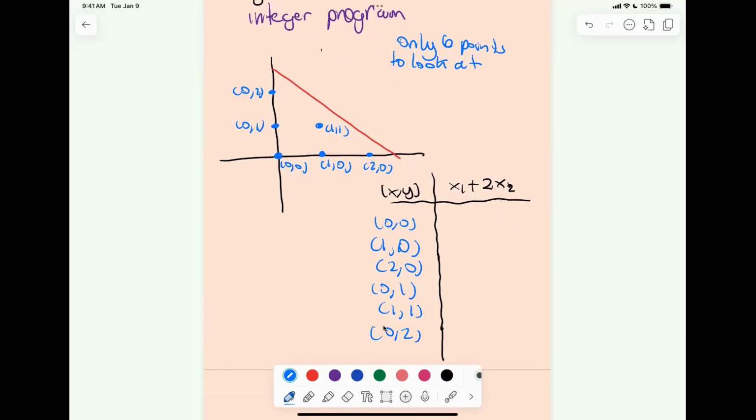Okay, so you get 0, you get 1, you get 2, you get 2, you get 1 plus 2, which is 3, and then 4, right? So I think those are the values that you get. And yes, in this case, the max of the 6 candidates happens at (0,2), right?